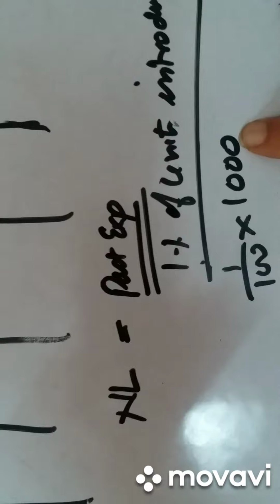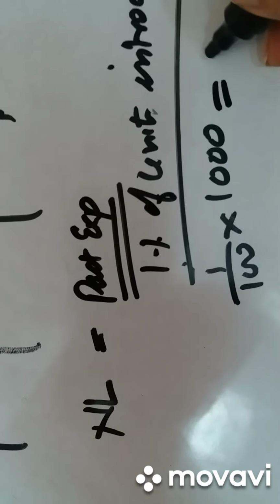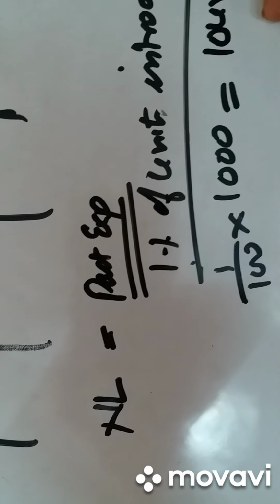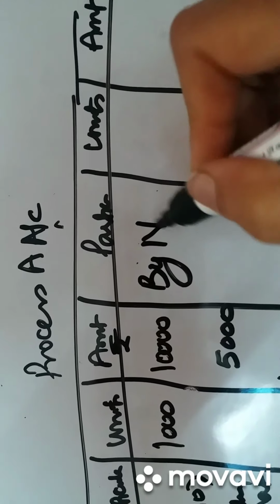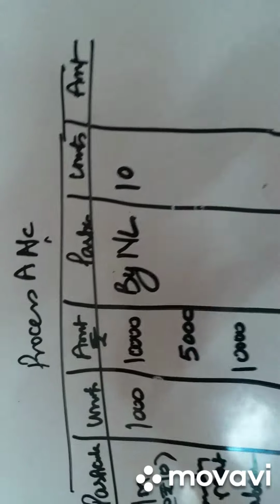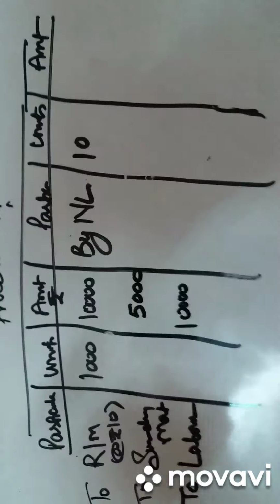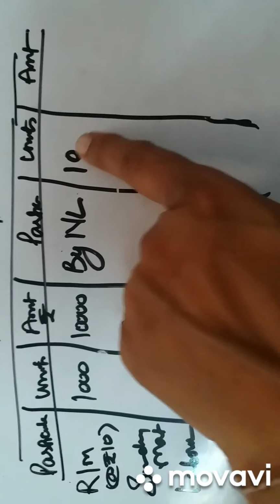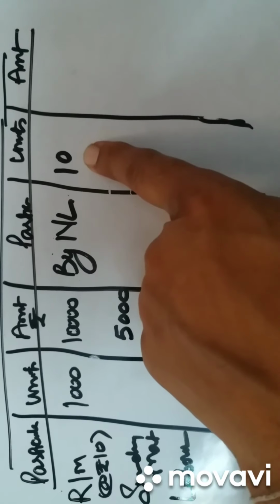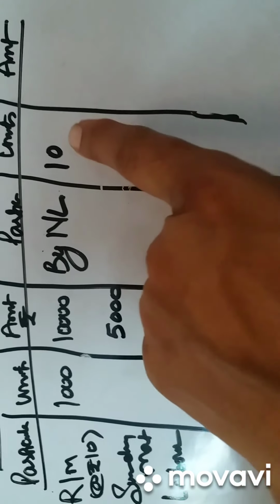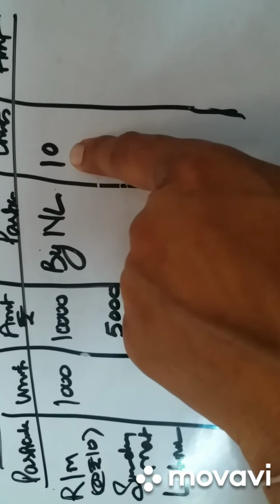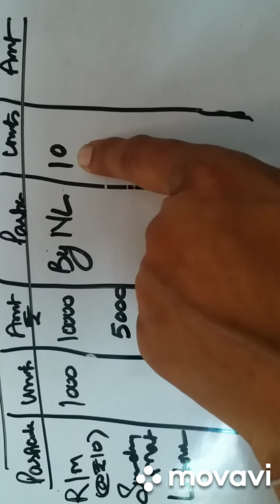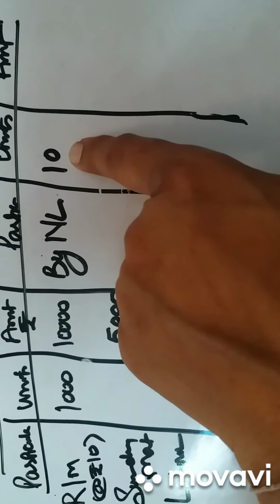1000 units are introduced, so 1/100. So how many units? We get 10 units of normal loss. Now, if this normal loss has a certain realizable value, meaning it can be sold at scrap rate, if this is of such nature that we can resell it, we can sell it as scrap.